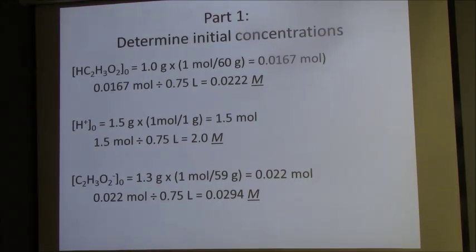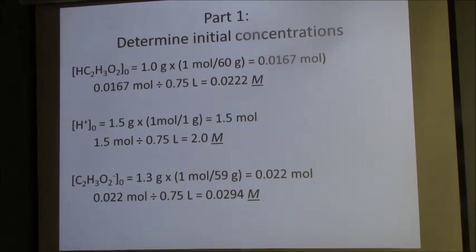So the first thing I need to do is convert grams to moles and then divide by the volume of the container. Remember that this little 0 means initial. So the initial concentration of acetic acid: 1 gram, the molar mass is 60, so that's 0.0167 moles divided by the volume of 0.75 liters. So the initial concentration of acetic acid is 0.0222.